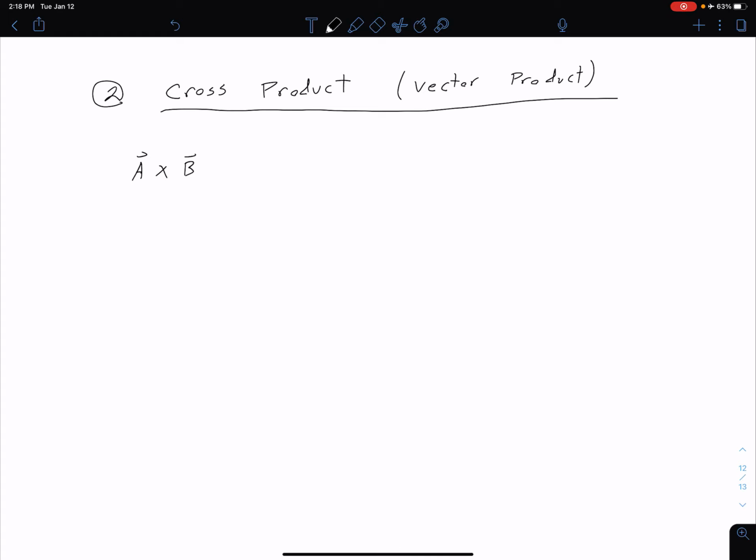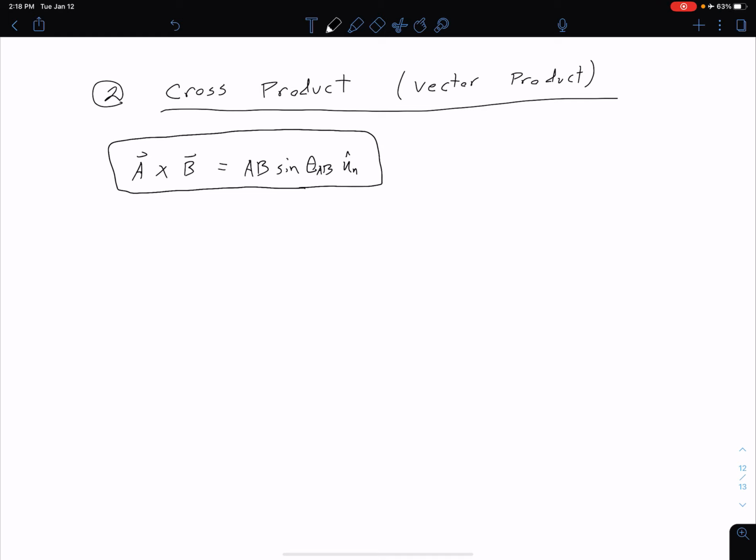Again, we're assuming two generic vectors A and B. This is read as A cross B is equal to the magnitude of A times the magnitude of B times the sine of theta AB times a unit vector U sub n. I'm going to define a couple of these things in a minute. But we can note that this notation, this A cross B, this cross product, is something that we saw in our Maxwell's equation. So hence why we want to investigate it.